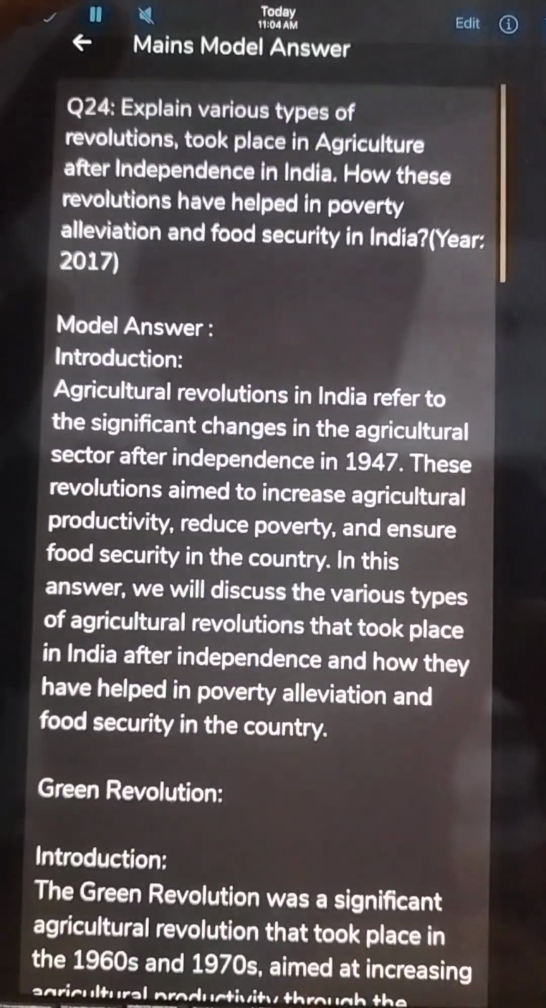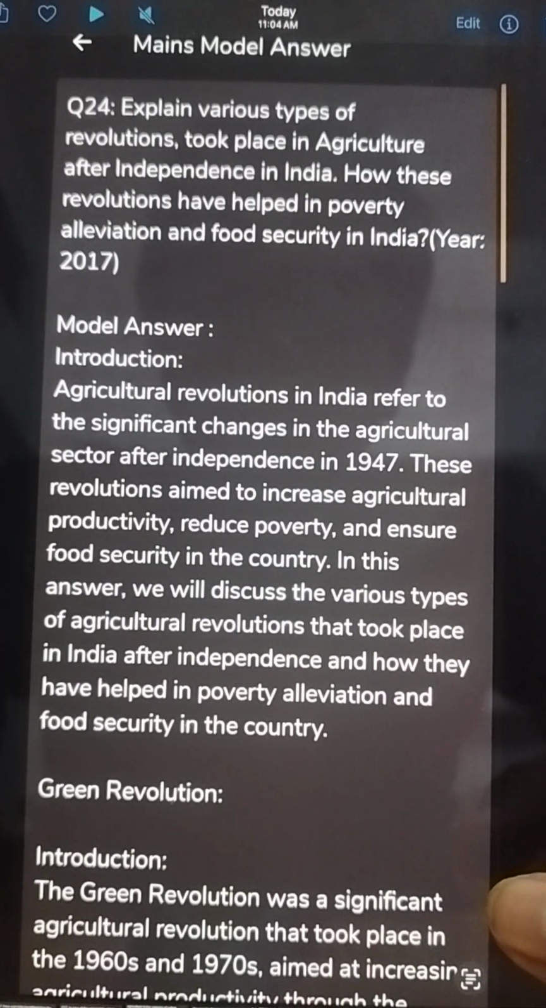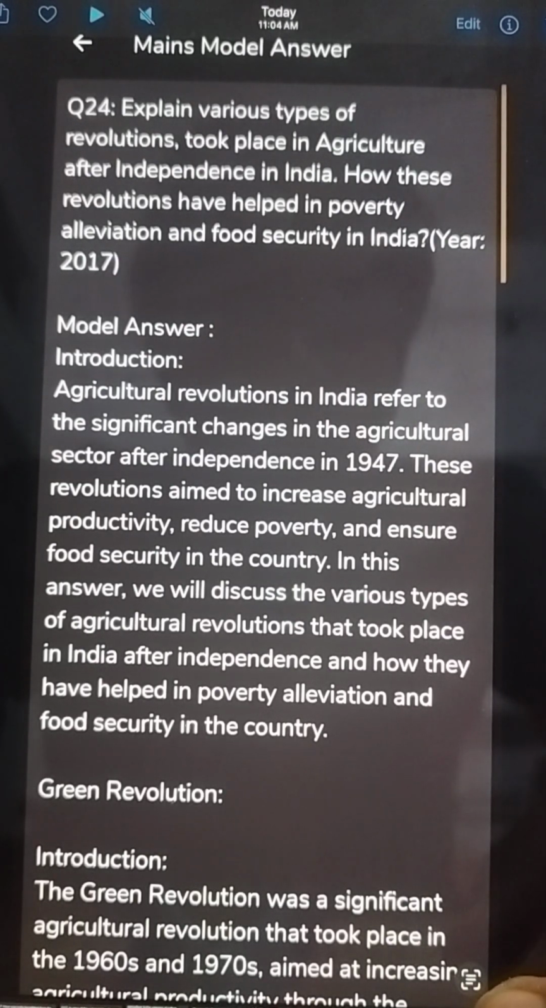Then comes: Explain the various types of revolutions that took place in agriculture after independence in India. How have these revolutions helped in poverty alleviation and food security in India? Agricultural revolutions in India refer to the significant changes in the agriculture sector after independence in 1947. These revolutions aimed to increase agricultural productivity, reduce poverty, and ensure food security in the country.